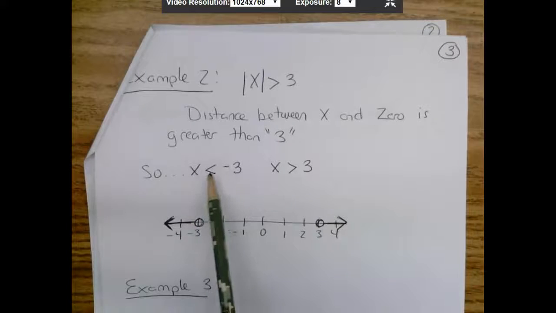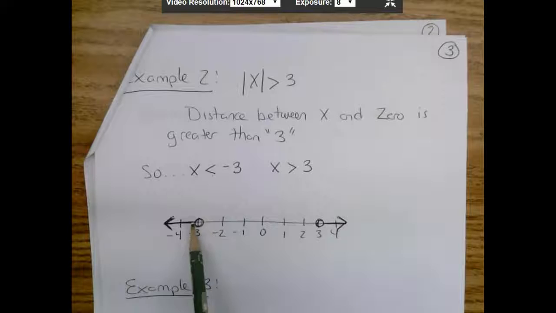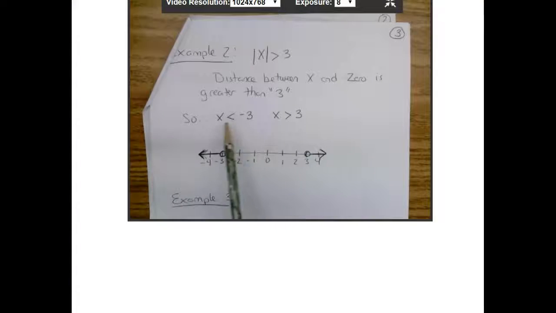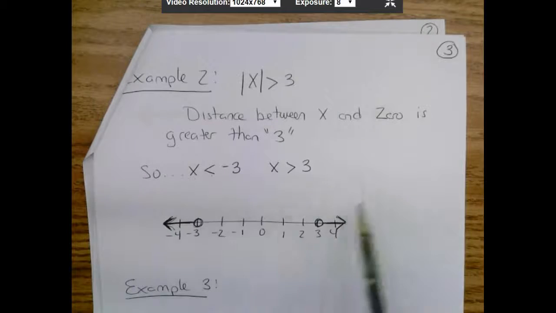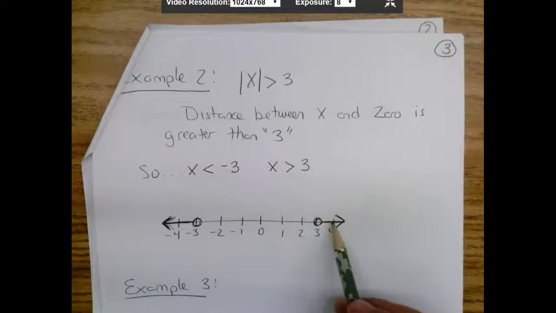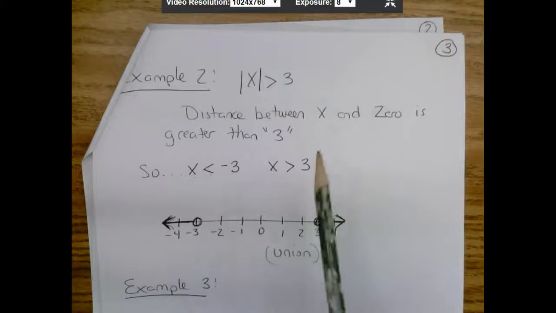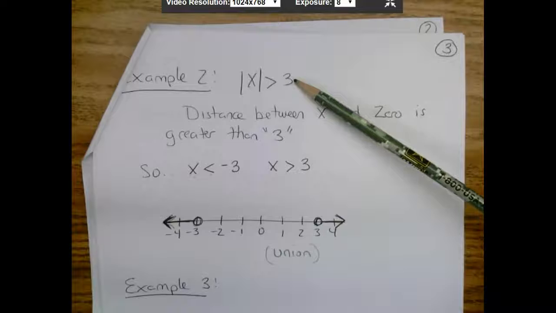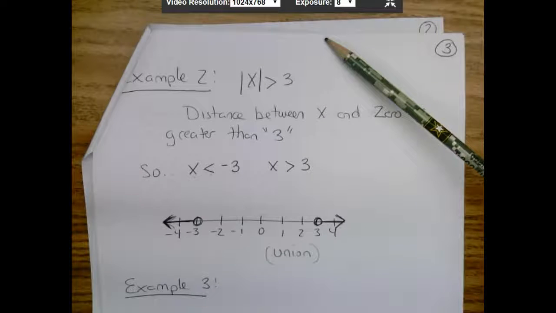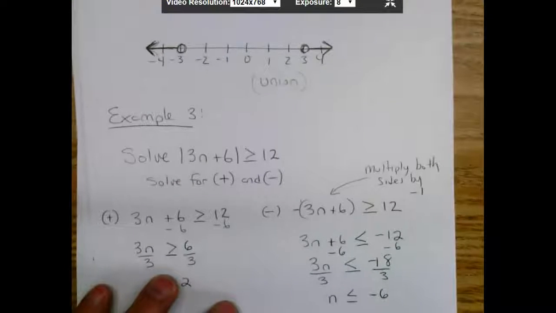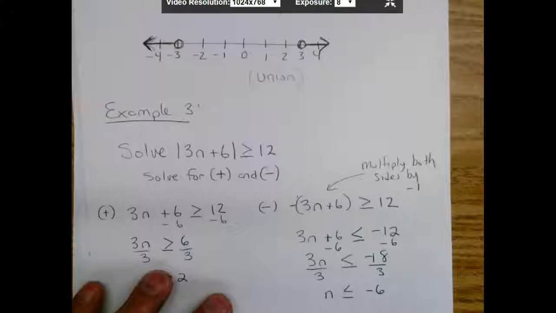So x is less than negative 3 because it starts there. So we can do this on one number line. So x is less than negative 3, and then x is greater than 3. We do this one on this side, and then this is called a union. And that would be our inequality, our graph for that. Okay, so that's another example there. And then another example, let's look at.